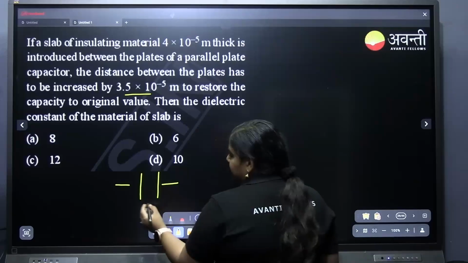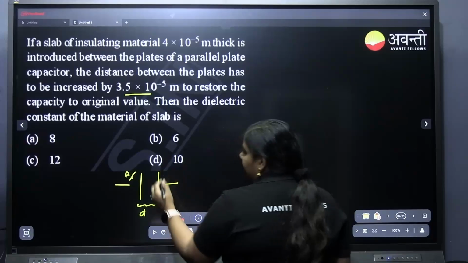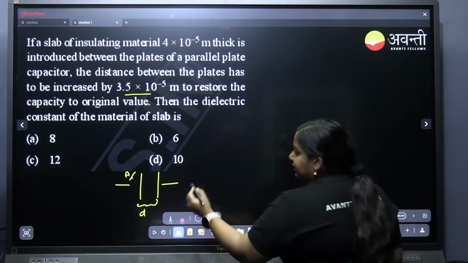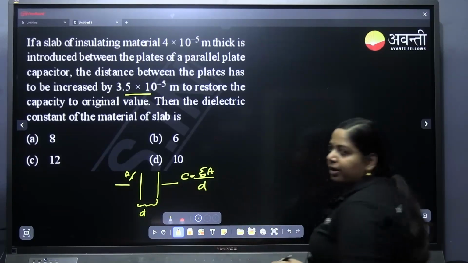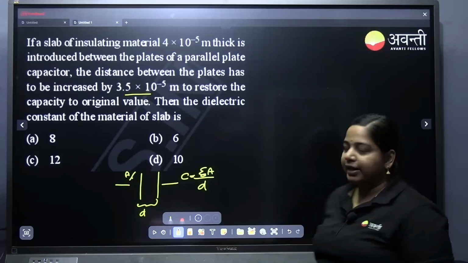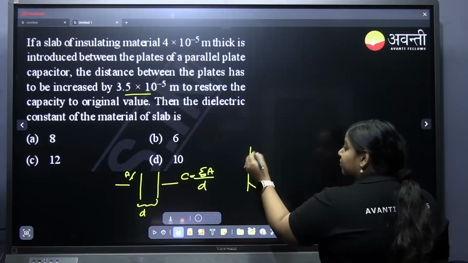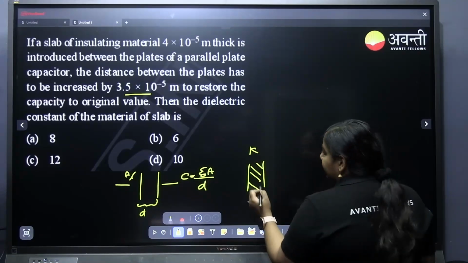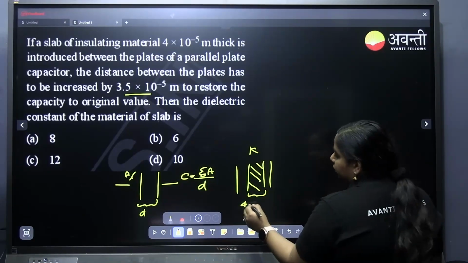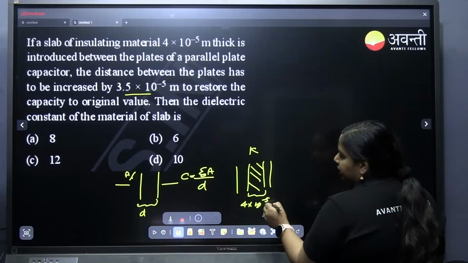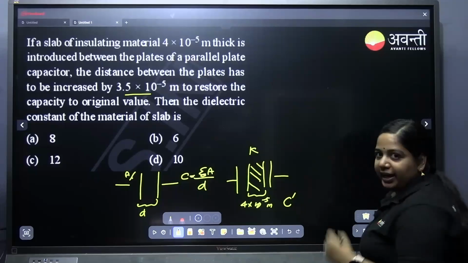Initially there is a capacitor with some distance d between the plates, area A, and nothing filled in between. Its capacitance C equals epsilon naught A by d. Now they introduce an external dielectric of some value K, and that dielectric's thickness is 4 into 10 to the power minus 5 meter. Then it will have some other value C dash, right?